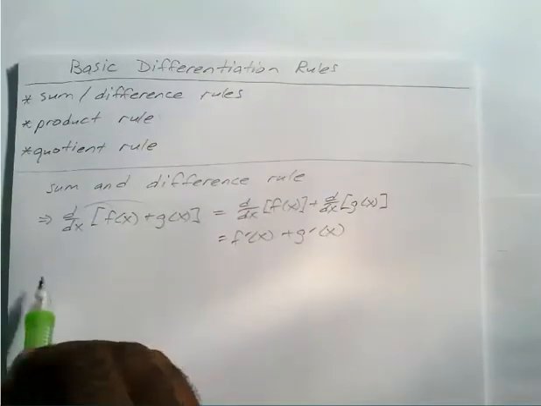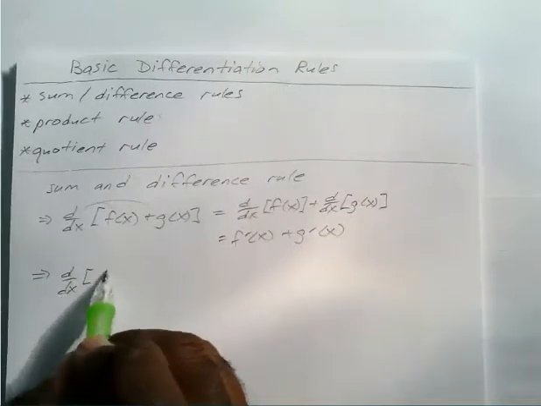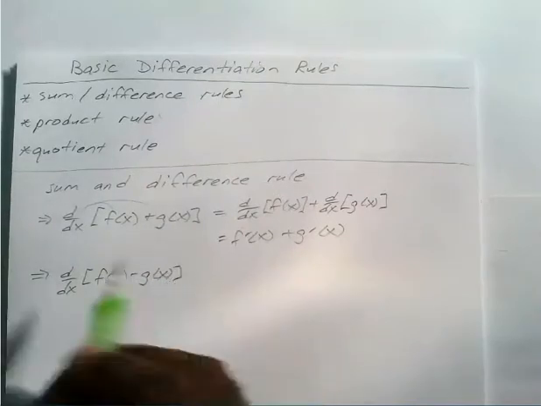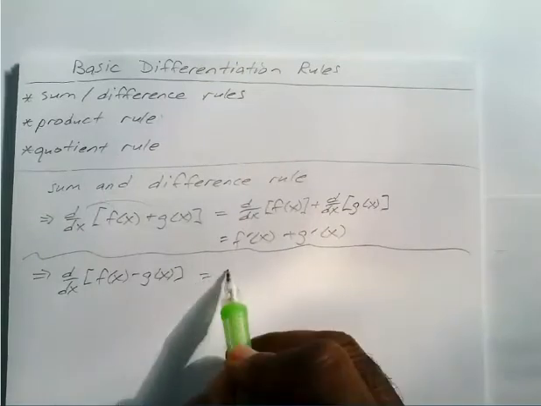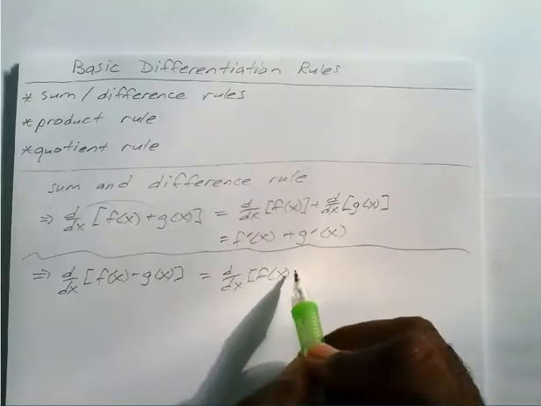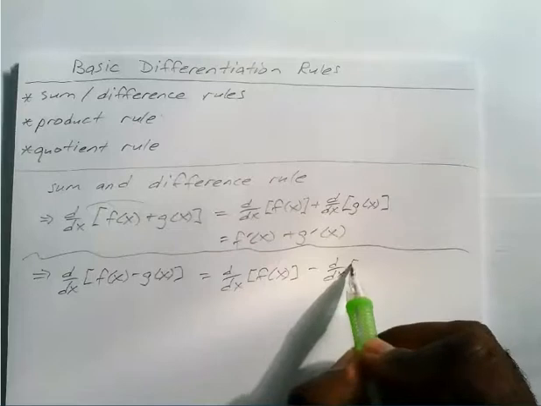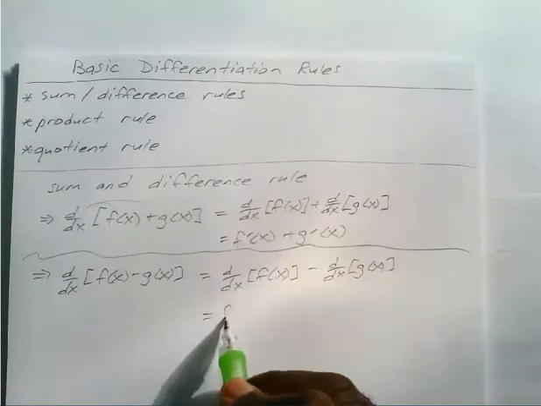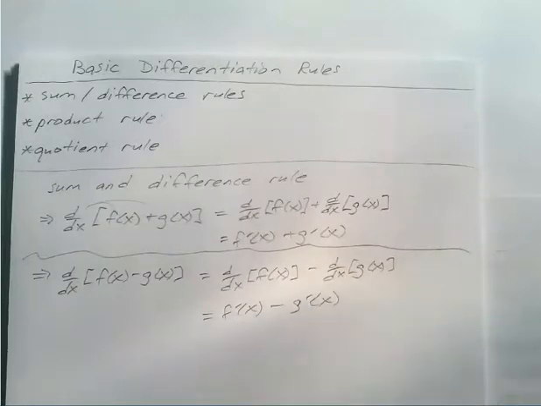Okay, same thing with subtraction. You have the derivative with respect to x of f of x minus g of x. Separate that a little bit. And that's going to equal the derivative of your f of x minus your derivative of your g of x, which is equal to f prime of x minus g prime of x.